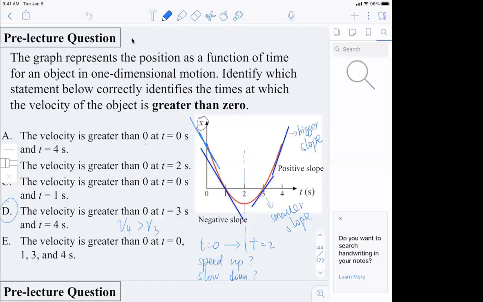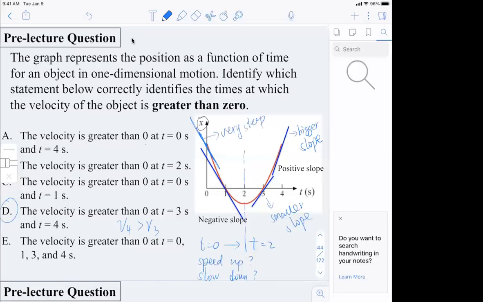When I say speeding up or slowing down, I'm asking about the magnitude of your velocity. I don't really care whether it's positive or negative. It is slowing down. Okay, so how do we know that? The magnitude of the velocity is decreasing. Okay, by looking at the slope, here it is very steep.